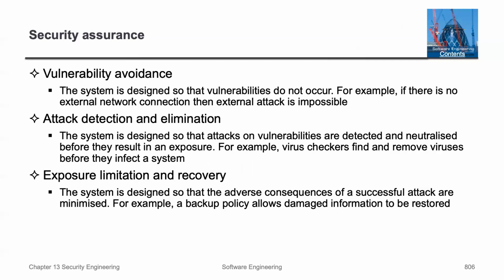For security assurance, you can have vulnerability avoidance, attack detection and elimination, and exposure limitation and recovery. For vulnerability avoidance, the system is designed so that the vulnerabilities do not occur. For example, if there is no external network connecting, then external attack is impossible. For attack detection and elimination, the system is designed so that the attacks on vulnerabilities are detected and neutralized before they result in an exposure. For example, virus checks find and remove viruses before they affect a system. For exposure limitation and recovery, the system is designed so the adverse consequences of a successful attack are minimized. For example, a backup policy allows damaged information to be restored.